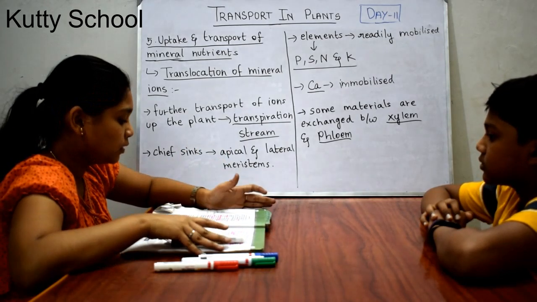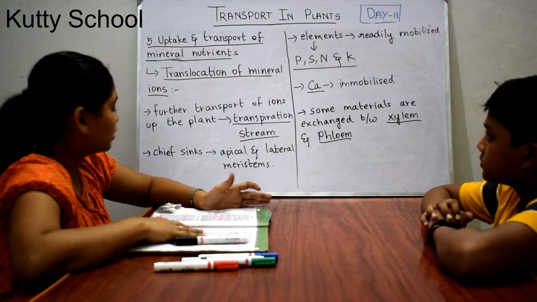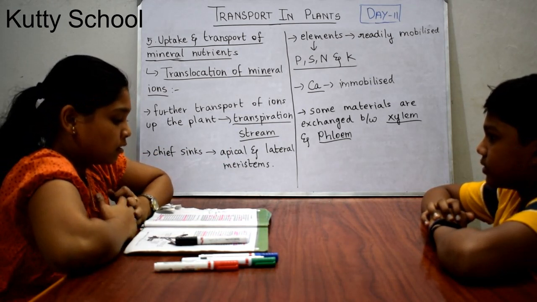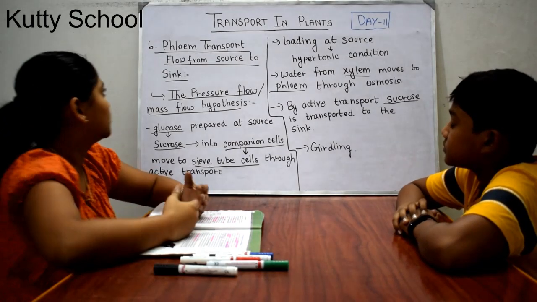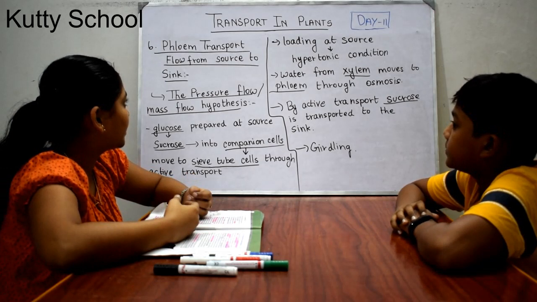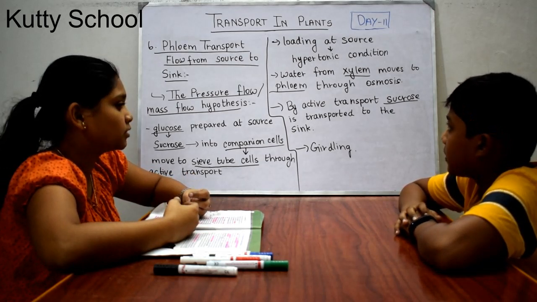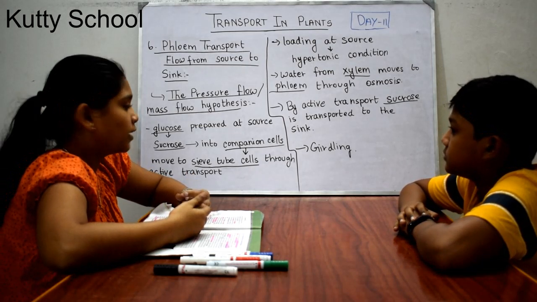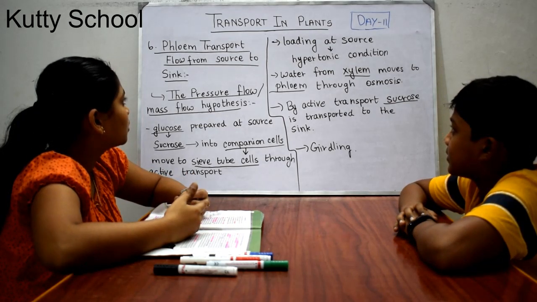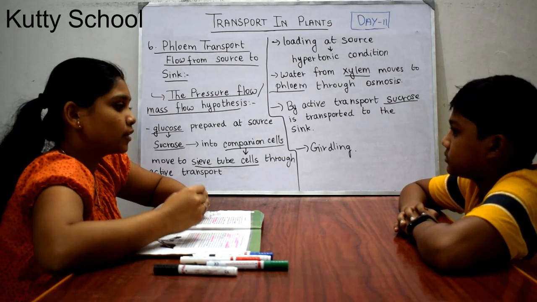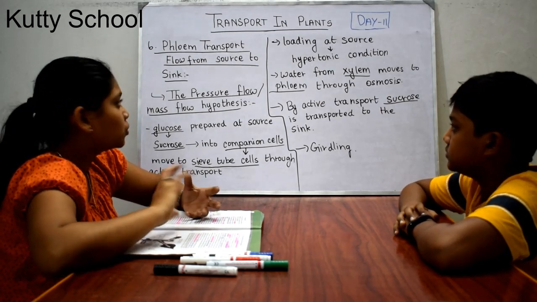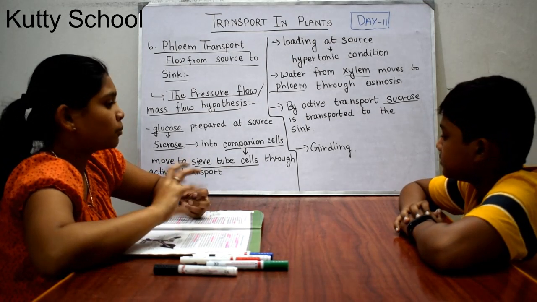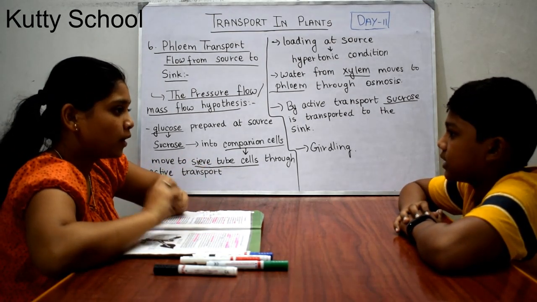Next we are going to the sixth topic, which is phloem transport. Phloem transport is simply the transport of food materials and other inorganic substances from source to sink. We have already discussed source to sink in mineral ions. Source is the production area and sink is the required area.